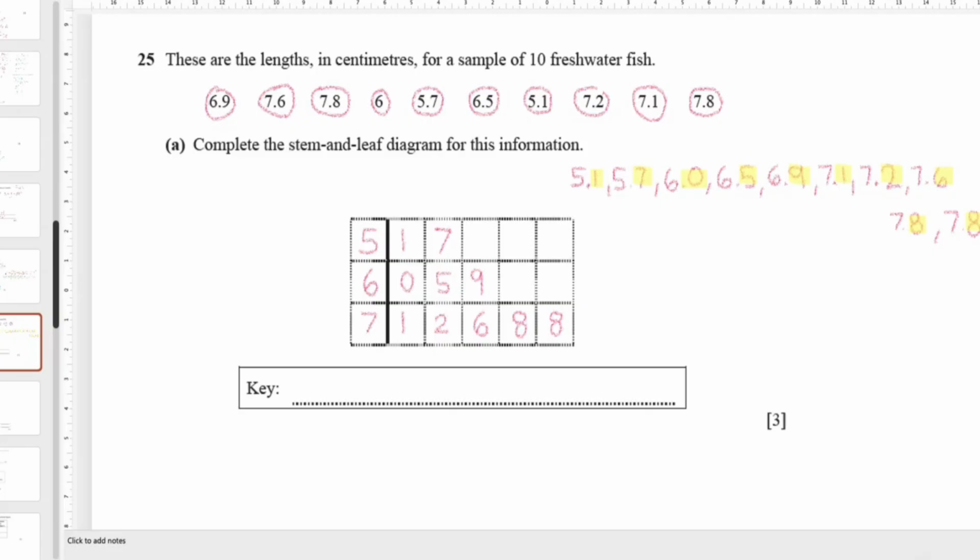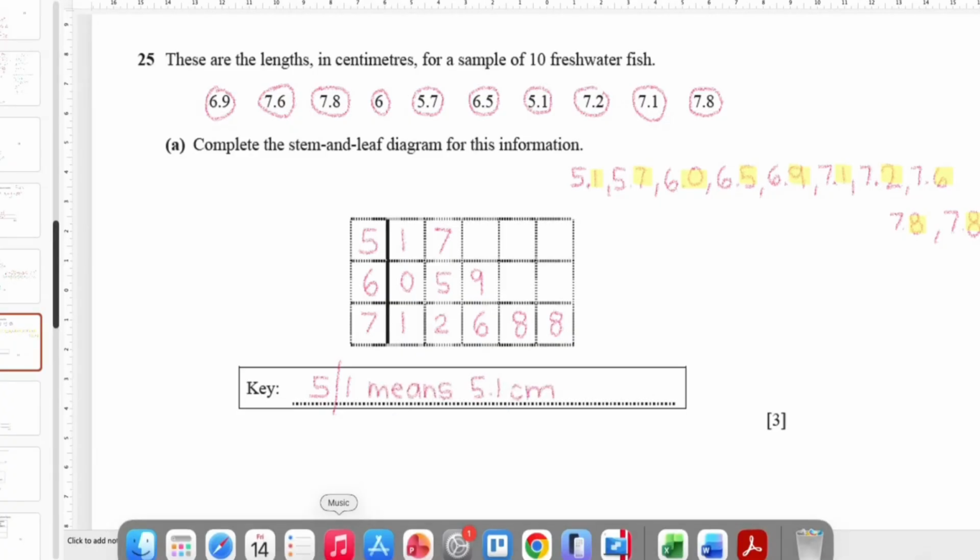Now, what about the key? So the key will look like this. We write a 5, then you write a line, and then you write 1, means 5.1 centimeters. So there is my key. And that completes the stem and leaf diagram.